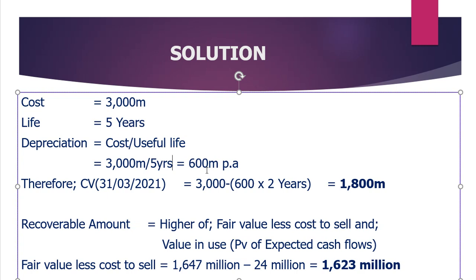Therefore, to get the net book value as at the date when the impairment review was done, and that is 31st March 2021, you get the cost minus accumulated depreciation for 2 years. And when you do that, automatically you get 1.8 billion. So that is the carrying amount. Now, this carrying amount must be compared with the recoverable amount to ascertain whether we have impairment or if, for example, we have a reversal.